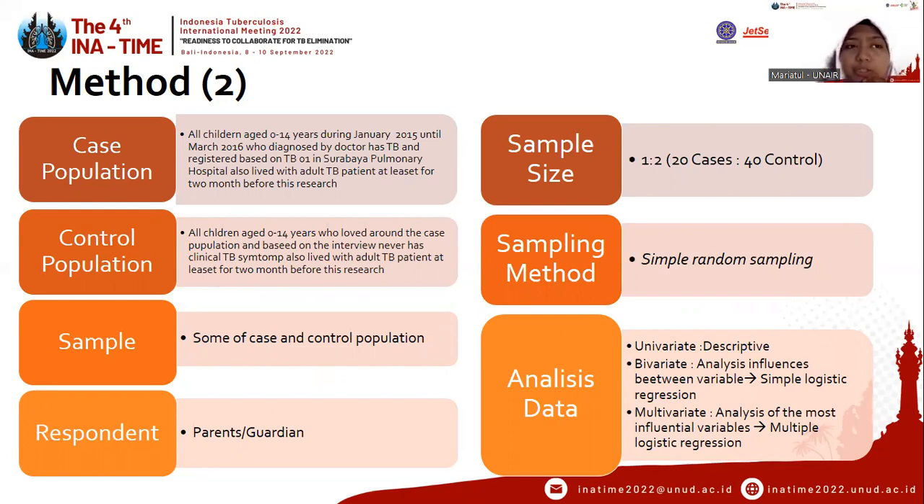And the control population is all children aged 0 until 14 years who live around the case population and, based on the interview, never had clinical TB symptoms, and also live with an adult TB patient at least for 2 months before this research. The sample is the sum of case and control population. Respondents were parents or guardians, and the sample size is 20 cases to 40 controls. The sampling method is simple random sampling, and data analysis uses univariate, bivariate, and multivariate.